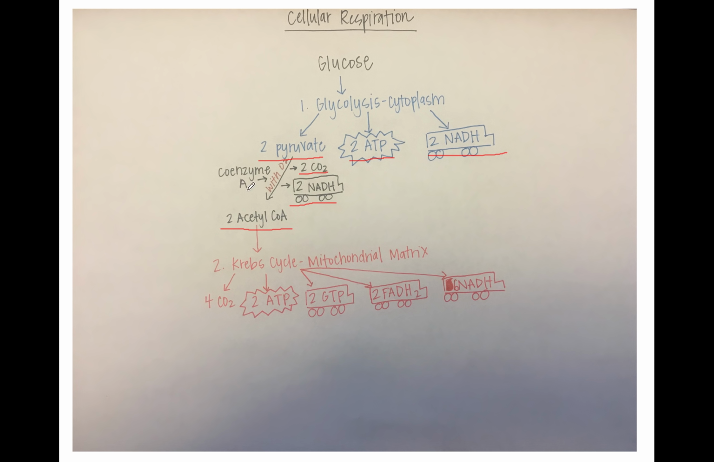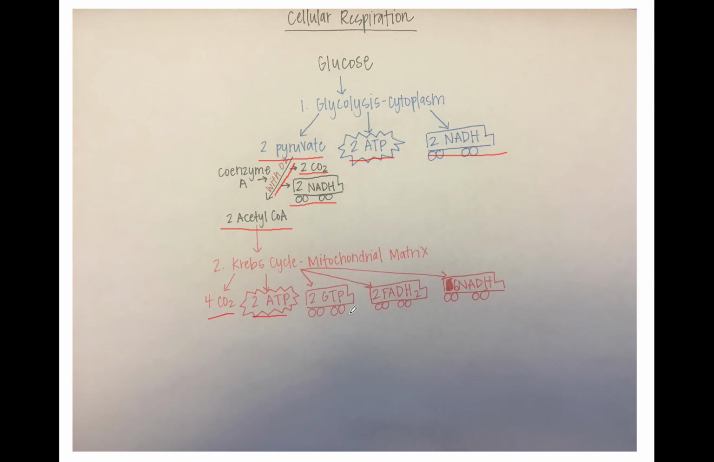So now our acetyl CoAs can go into the Krebs cycle. And it's important to note that this only happens in the presence of oxygen. The Krebs cycle is an aerobic process. It needs oxygen. So once these two acetyl CoAs go through the Krebs cycle, which is taking place in the mitochondrial matrix, the products we get out are four carbon dioxides, two more ATPs, and then we get three high energy carrier molecules. We have two GTPs, two FADH2s, and six NADHs.